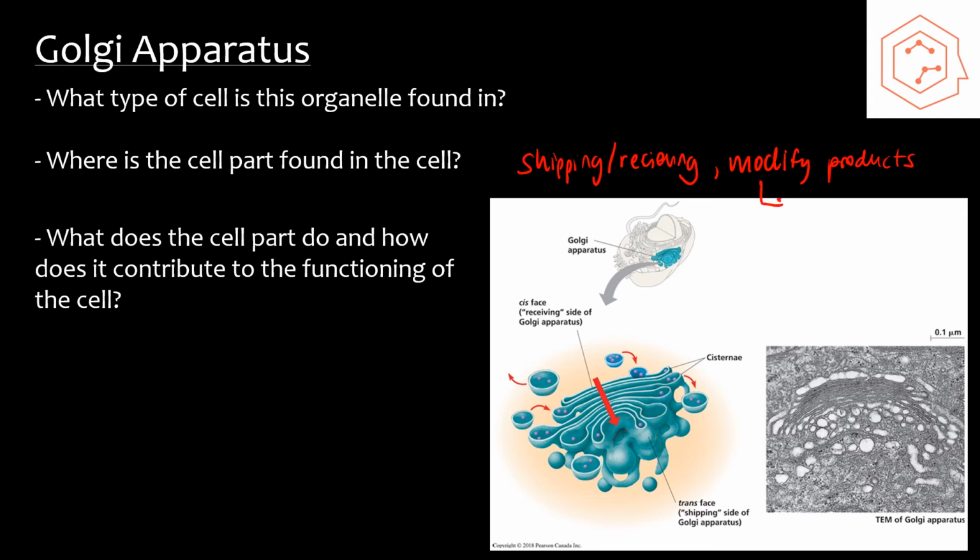A main modification is called glycosylation. So glycosylation is basically when you add carbohydrate groups to proteins and lipids. Another function of the Golgi apparatus is that it manufactures some macromolecules, such as carbohydrates. So it can sort and package materials like carbohydrates into transport vesicles.